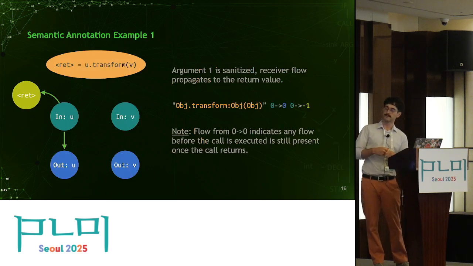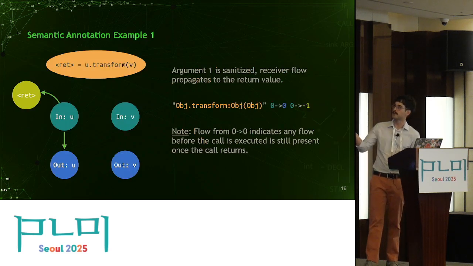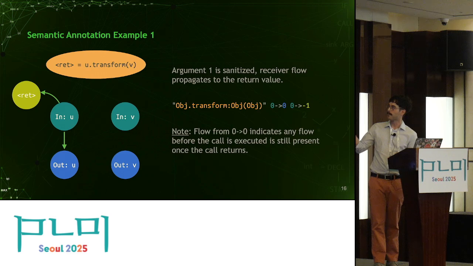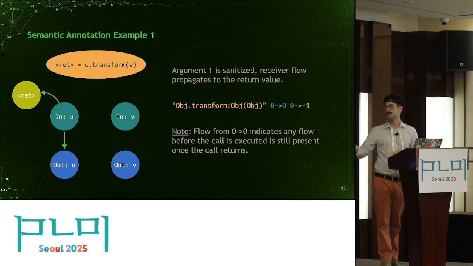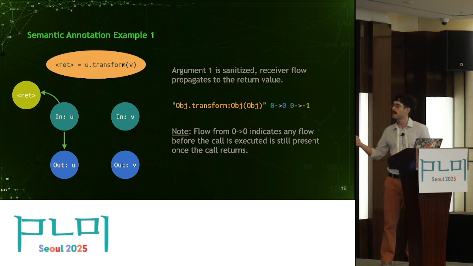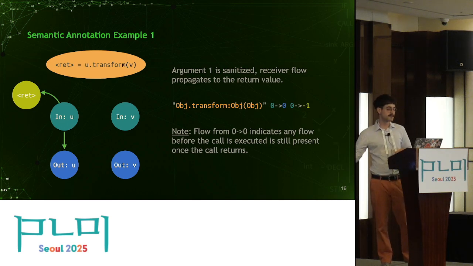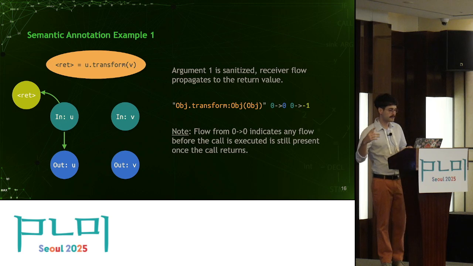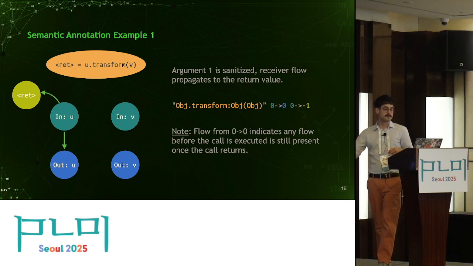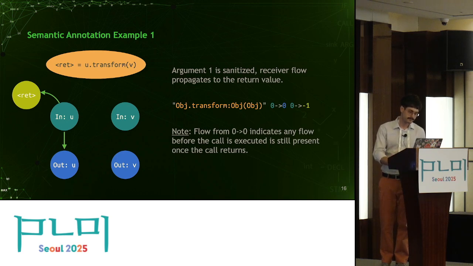Such an example looks as follows. So if we want to describe that Euler transform V sanitizes argument 1, and the receiver propagates flow to the return value, receiver is 0. Since receiver is not sanitized, we must have the sort of default edge, so 0 to 0, and that 0 goes to -1, the return, to describe the data flow between the receiver and -1. No pair is present for the first argument, thus it's assumed to be sanitized.